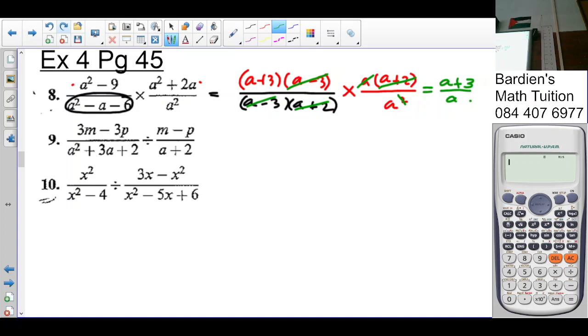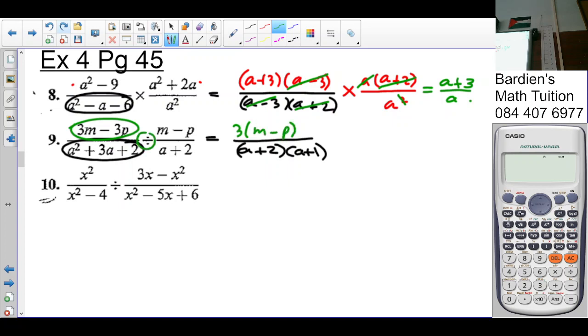Okay, people, the next one. Again, I gave you that. So it's going to be a plus 2, a plus 1. Okay, what can happen on top? 3 is a common factor. I'm left with a minus p. Change that to multiplication, tumble and times. So it's going to be a plus 2 over. So what can cancel? A plus 2 cancels. So we're left with 3 over.